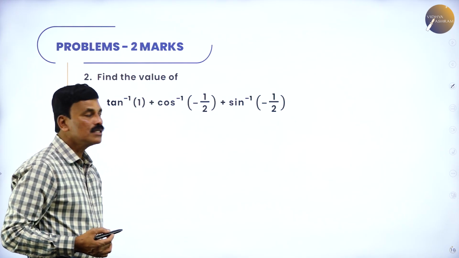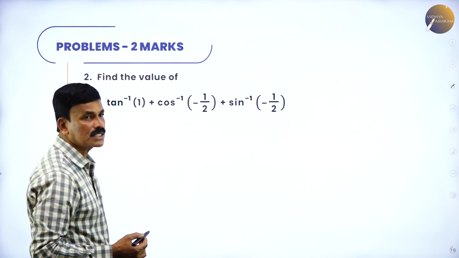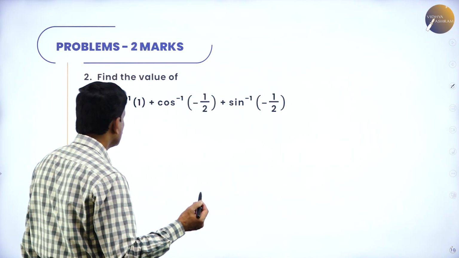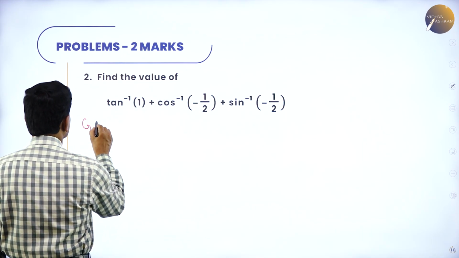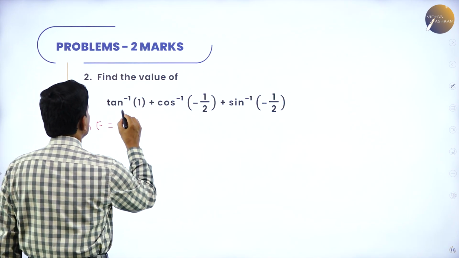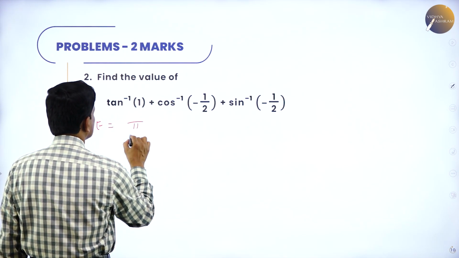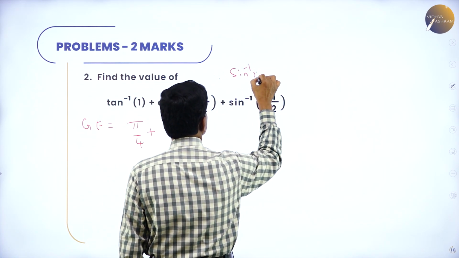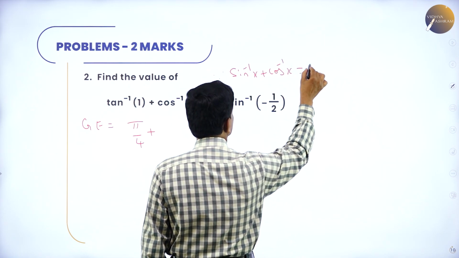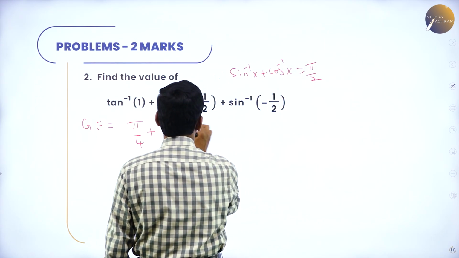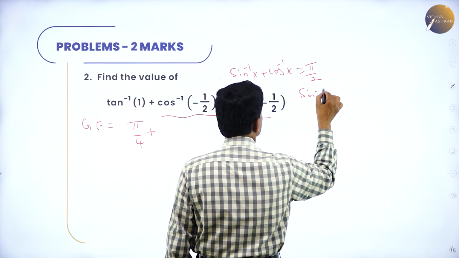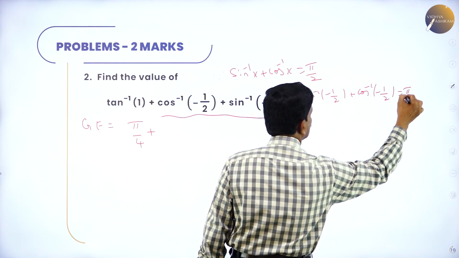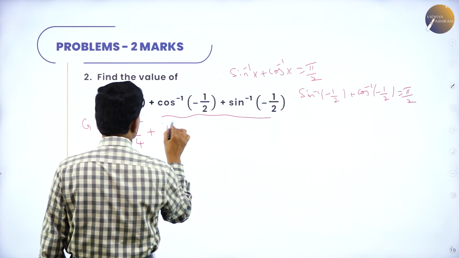Tan inverse 1 plus cot inverse of minus 1 by 2 plus sin inverse of minus 1 by 2. Okay. Now, this can be solved using 2 methods. Let me explain the first method. Given expression can be written as tan inverse of 1, which is pi by 4, plus we know there is one property: sin inverse of x plus cos inverse of x is always equal to pi by 2. So, sin inverse of minus 1 by 2 plus cos inverse of minus 1 by 2 is equal to pi by 2.